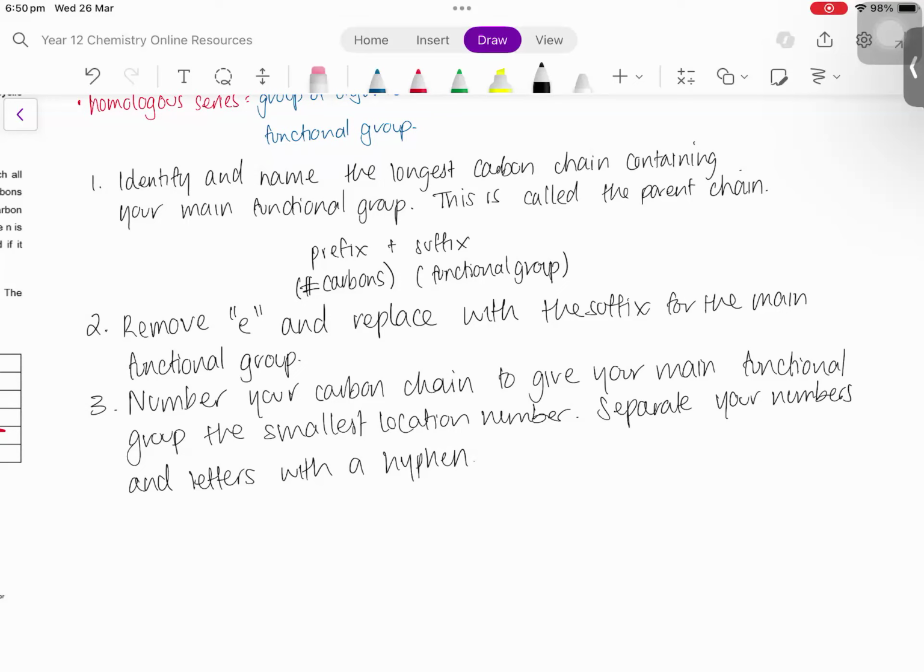Okay. And then I'm going to add detail to the steps so that you have everything. You don't have to, you can have everything on the same page. Place your number before the suffix for your functional group.